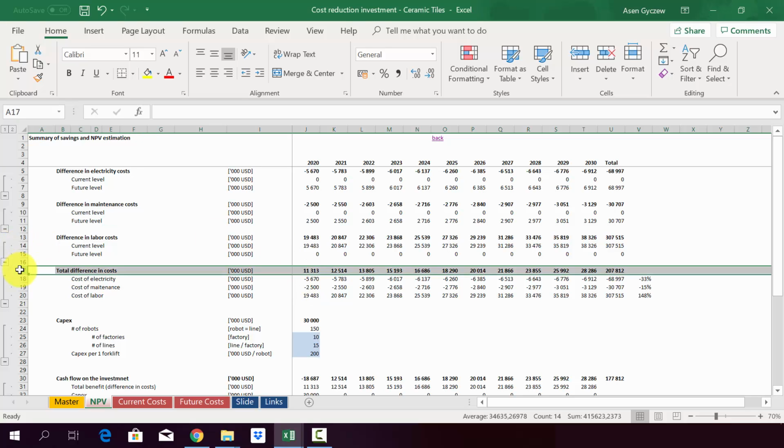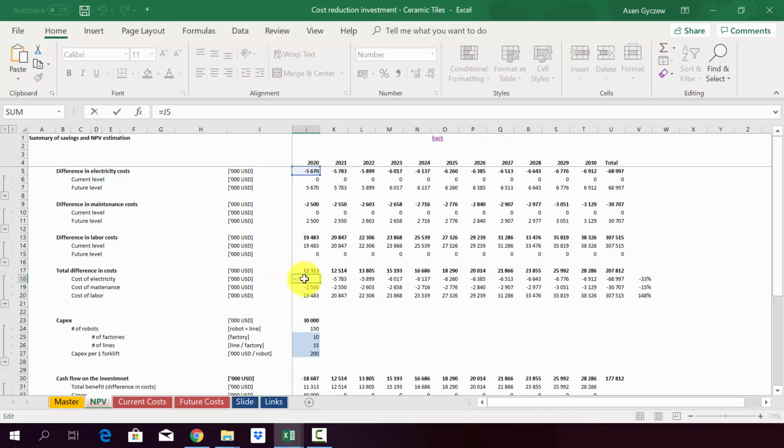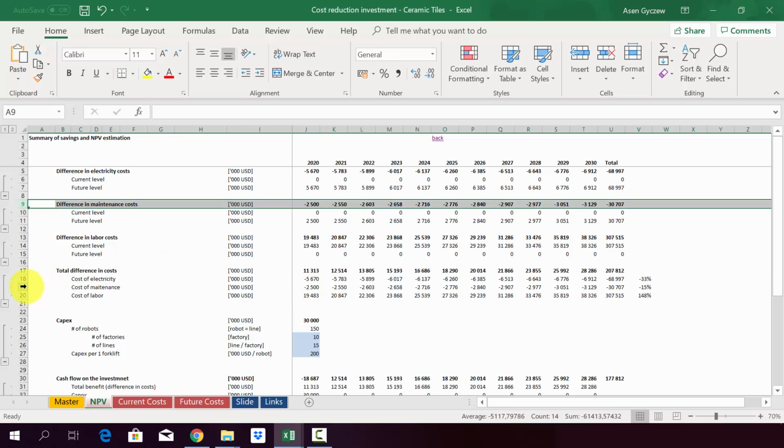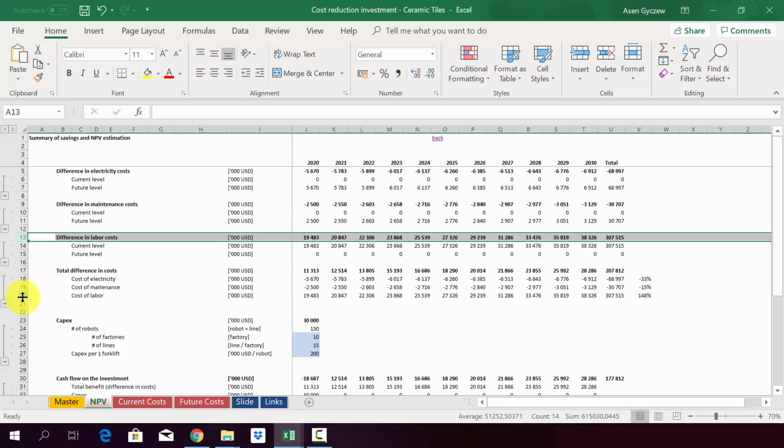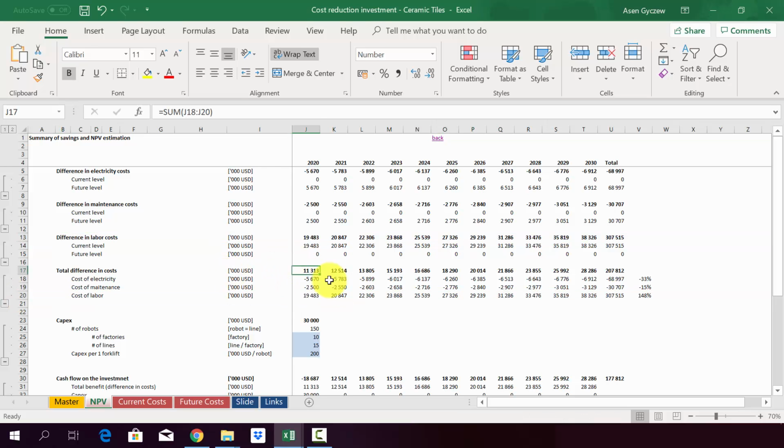Obviously, we also want to have the total difference in costs. So here we simply repeat the data from row 5 for the electricity, then from row 9 for maintenance, and then from row 13 for the labor, and we sum them up. In this way, we get a net difference in cost of 11 million for 2020. So we will be paying 5.6 million more for electricity, 2.5 more for maintenance. However, we'll be spending almost 20 million less on people. That's why the difference is 11 million. And for 2030, this difference grows to almost 29 million.